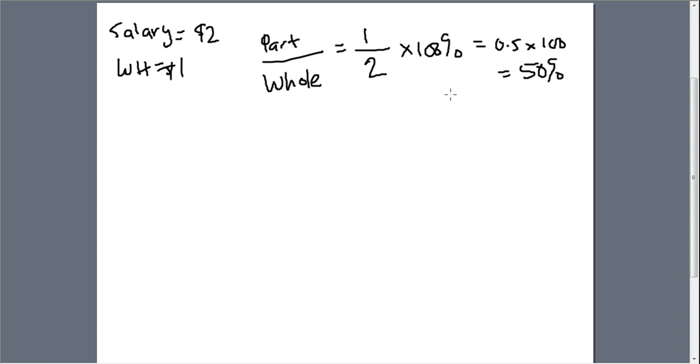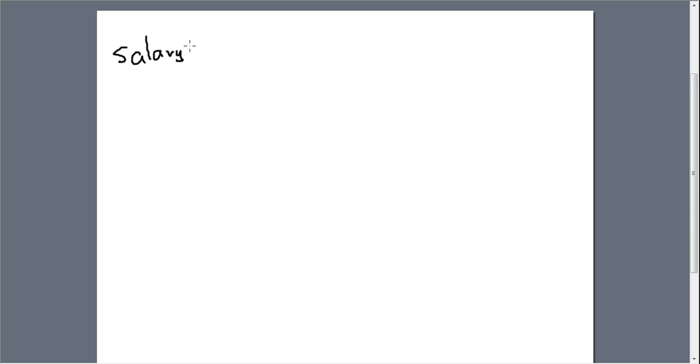We're going to do the exact same thing with the numbers that we're given. So the actual problem says that Joel's salary is $9,600, and the withholdings are $1,536. So again, what I'm going to do is set up my fraction.